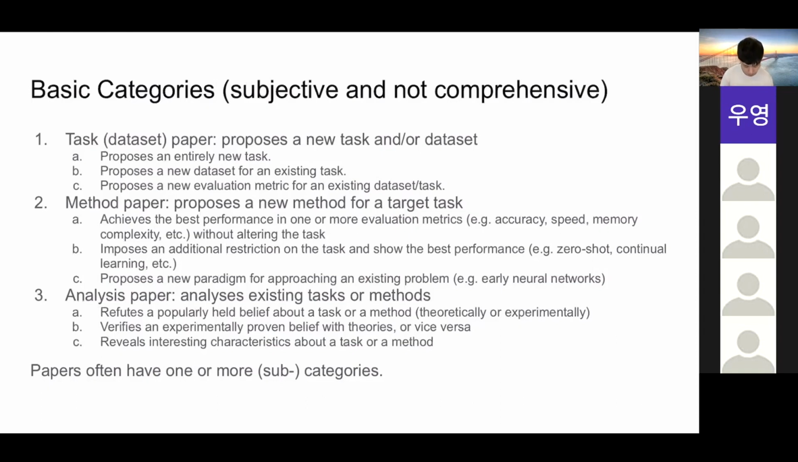And number two, method paper. In this case, you're proposing a new method for a target task. What that means is you're achieving the best performance in one or more evaluation metrics, things like accuracy, speed, memory complexity, etc., without altering the task. Your task is the same, so you can exactly compare with previous papers on these tasks. You basically just achieved better numbers than them.